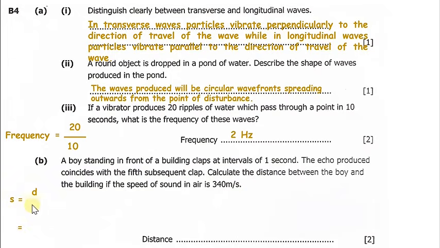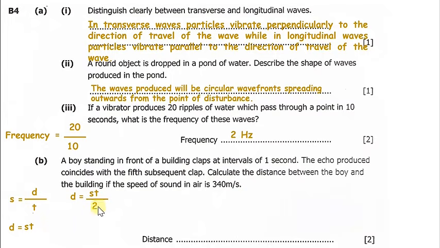So speed is equal to distance over time. Then the question is saying calculate the distance, so make distance the subject of the formula. So distance is going to be speed times time, like that. Now here again, distance is going to be speed times time. Now over 2, I've put over 2.